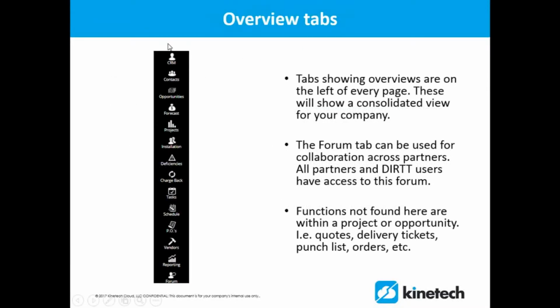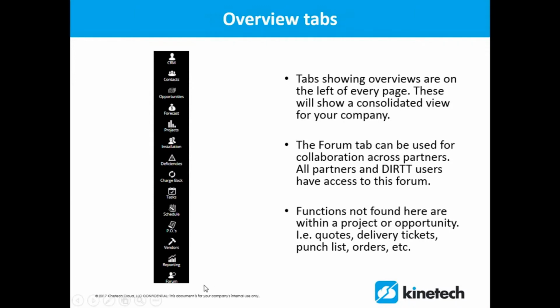The next here is the left-hand menu. This is going to have all of your overview tabs. So we have the CRM, contacts, opportunities, etc. So these tabs are going to show you all projects and all opportunities, all of the information that would fall under them. So for just deficiencies as an example, this is going to show you all of your deficiencies across all projects. And then tasks is going to show you all tasks across all opportunities and projects.